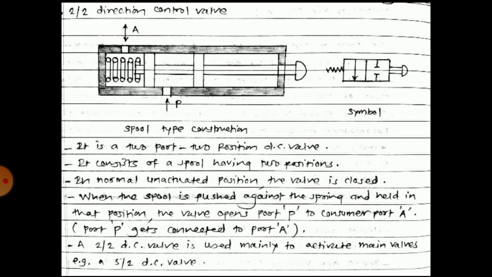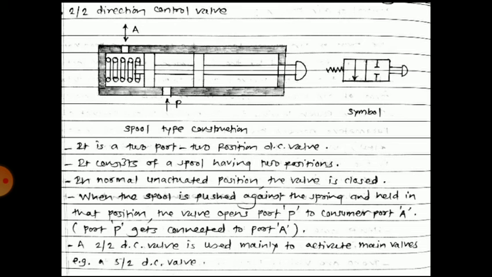Now the 2 by 2 direction control valve. In the diagram you can see the spring, then the pressure port and the port A. So it is a two port, two position DC valve. It consists of a spool having two positions. In the normal unactuated position, the valve is closed. You can see in the symbolic representation, in the unactuated position, the second position, the valve is closed.